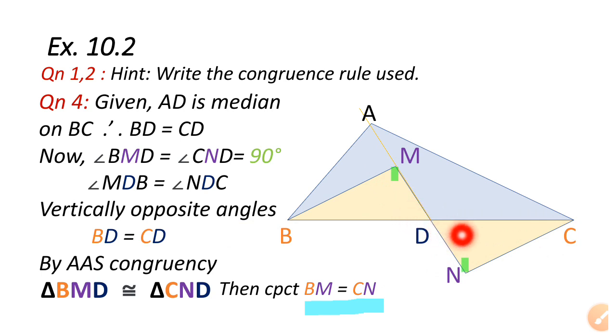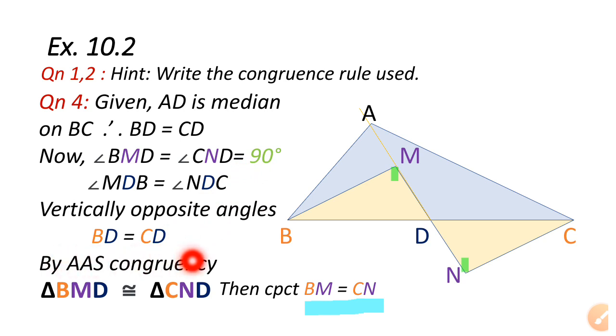So we found two angles are equal, then one side is also equal. Yes, see this one, BD is equal to CD. This is because AD is the median. So by this we got one angle equal, another angle equal, and one side equal. So by angle-angle-side congruency, those two triangles are proved congruent to one another.